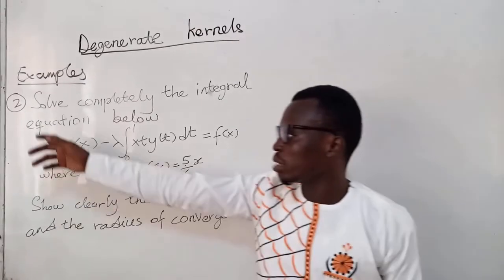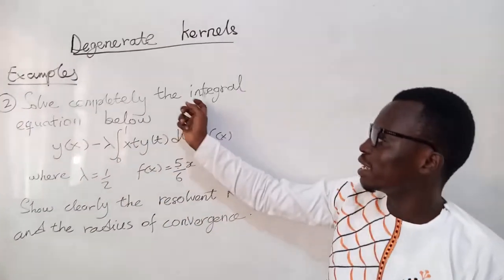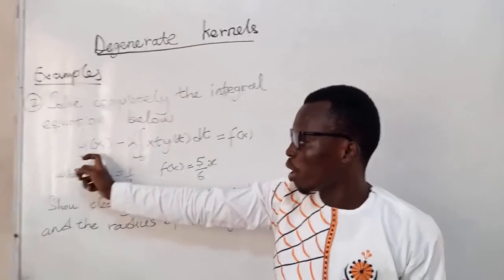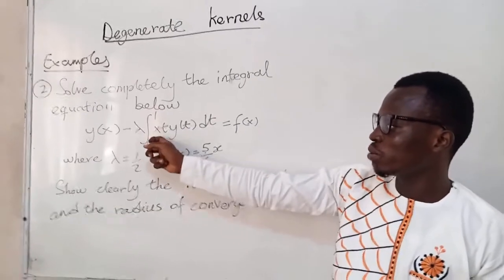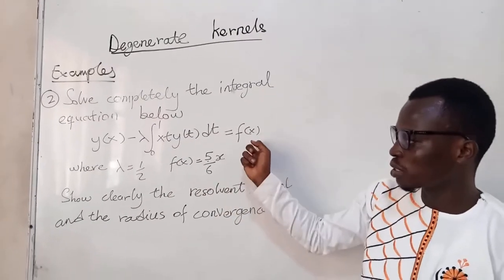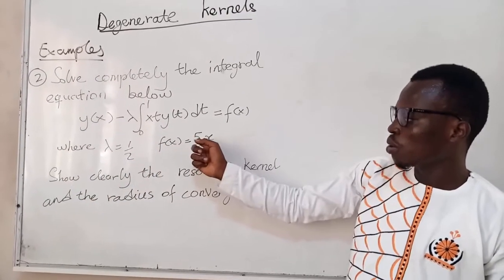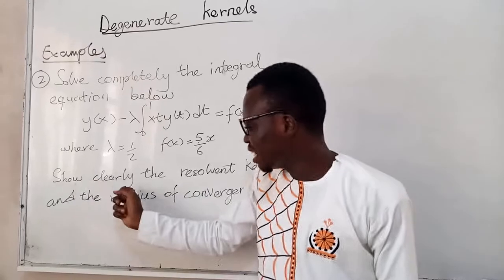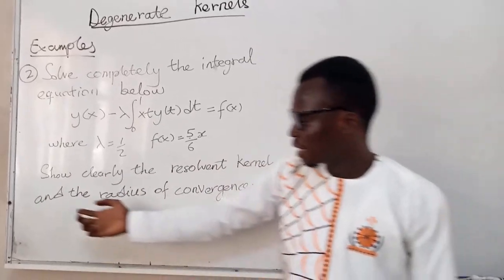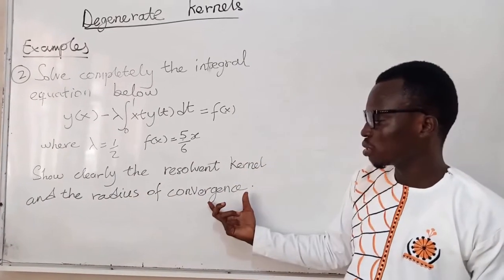This is example 2. Solve completely the integral equation below. Y of s minus lambda integral from 0 to 1, s t y of t dt, equal to f of s, where lambda is equal to 1 over 2 and f of s is equal to 1 over 6s. Show clearly the resolvent kernel and the radius of convergence.